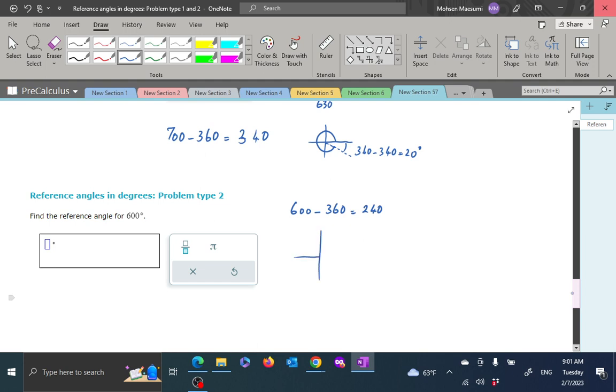So 240, I have gone through this half circle. By now we have gone 0, 90, 180, but we haven't made it to 270 because I'm supposed to go 240. So I'm stopping here. Well, how much have I passed the 180? So I say 240 minus 180. I'm 60 degrees over, so the answer here is 60 degrees, and so on.